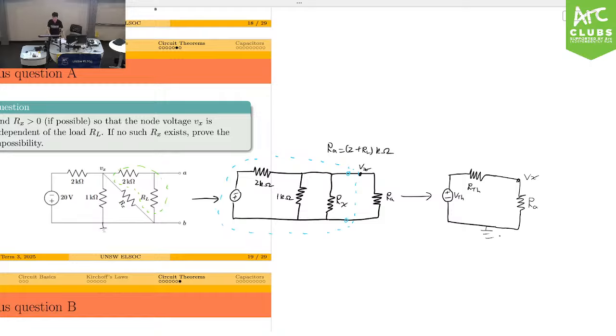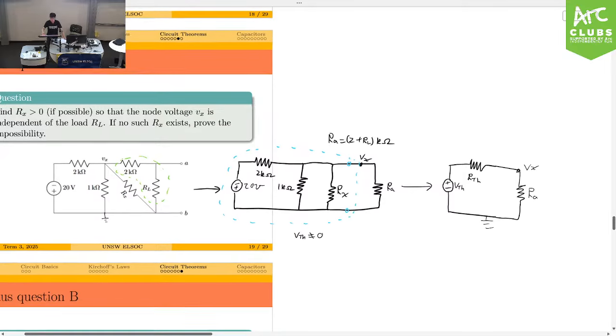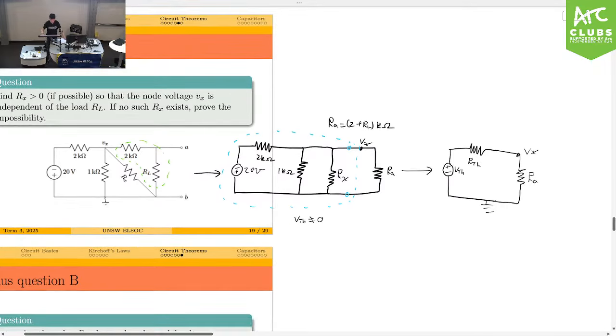Okay, so now do we all agree that VTH is non-zero, right? Because we have a 20 volt source here, and nothing else, and there's no dependent source, so VTH is not going to be 0, right? Let me write that down here. So VTH doesn't equal 0. Cool. And what's actually VTH? We're not interested in that because we don't need it. But what we need is the RTH.